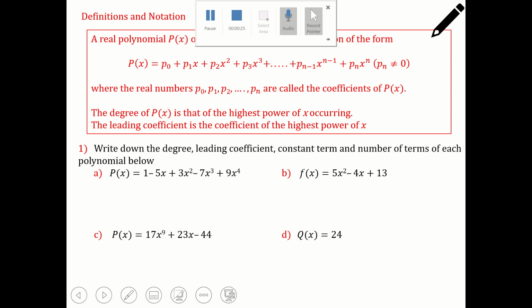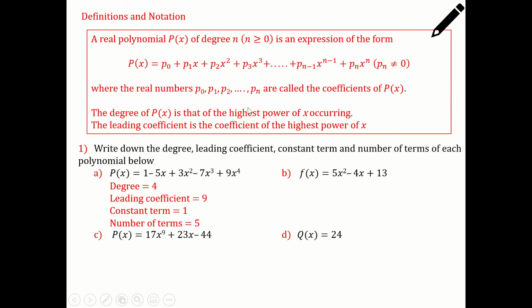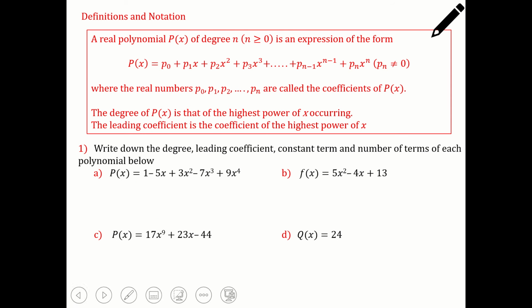All right, so polynomials. Now this looks really complex here, but I promise you it's not as tricky as it seems. So a polynomial, which we write as p(x), of degree n greater than 0, is an expression of the form p(x) = p0 + p1x + p2x squared + p3x cubed, and so on, where the real numbers p0, p1, p2 are called the coefficients. The degree is the highest power of x occurring, and the leading coefficient is the coefficient of the highest power of x. Now, this seems complex, but I promise you it's not as hard.